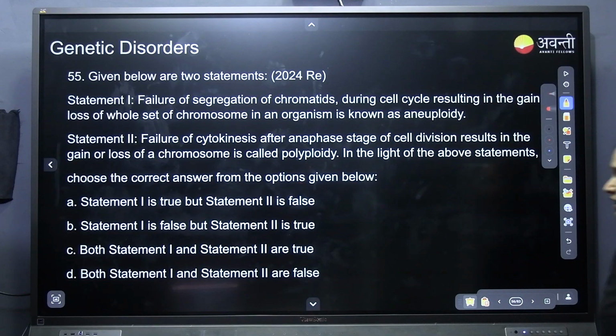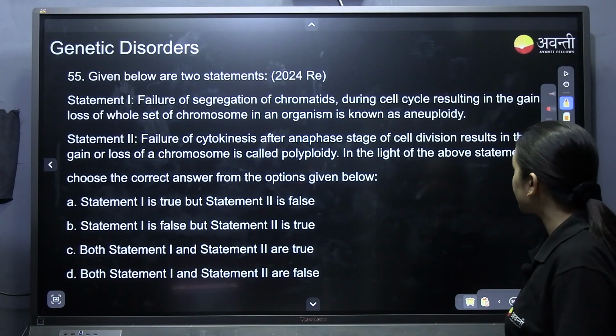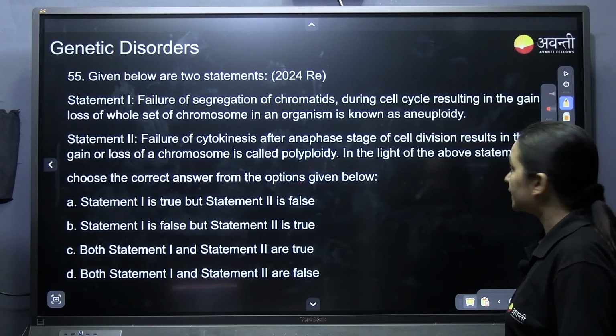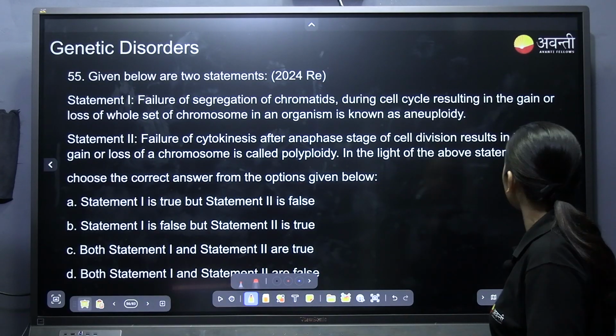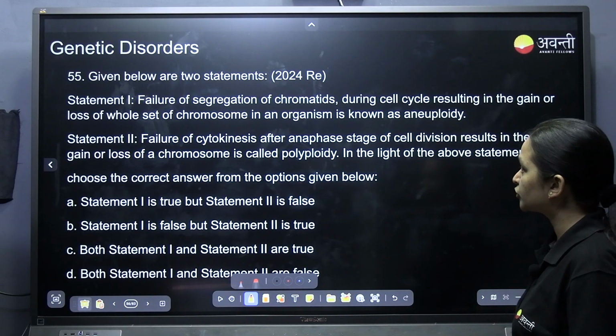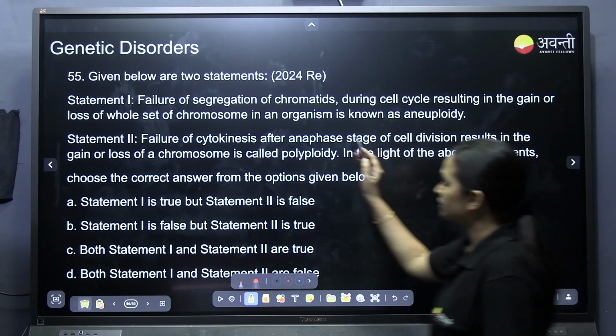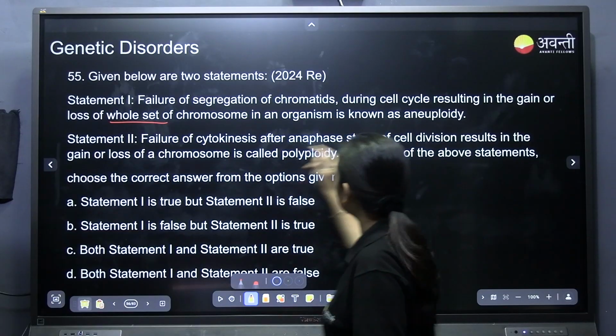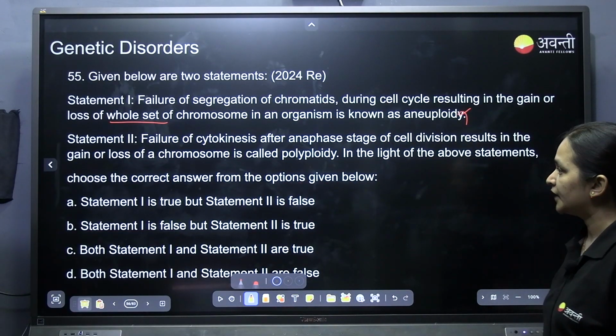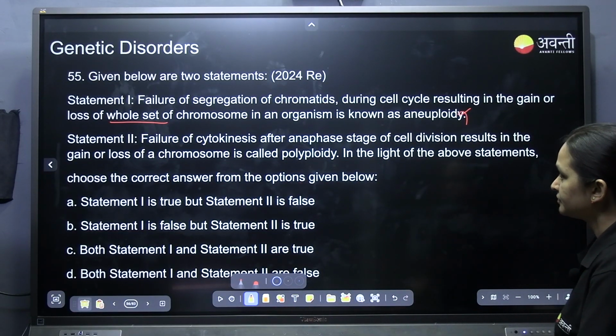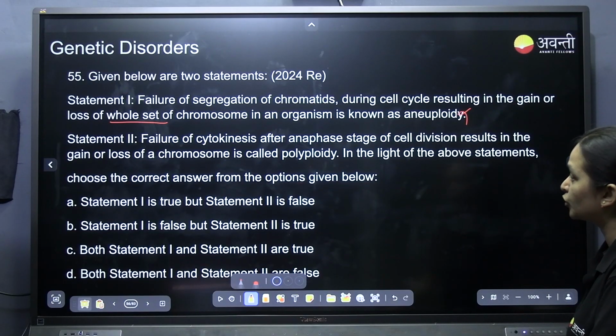Statement 1: failure of segregation of chromatids during the cell cycle resulting in the gain or loss of the whole set of the chromosome in an organism is known as aneuploidy. Is it whole set or number? Aneuploidy is the gain or loss of chromosome. That is why statement 1 is wrong.